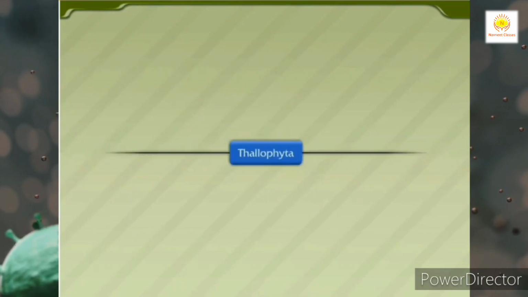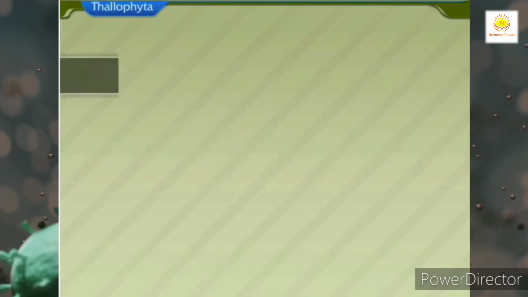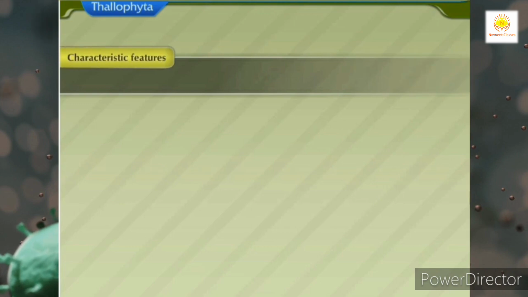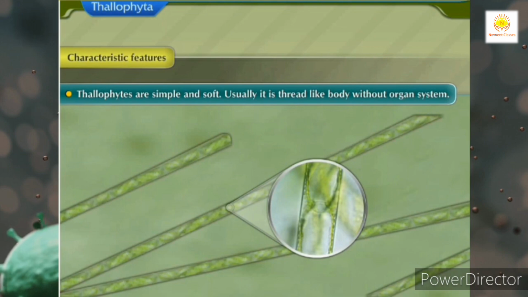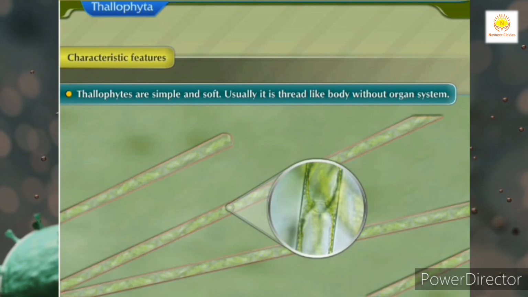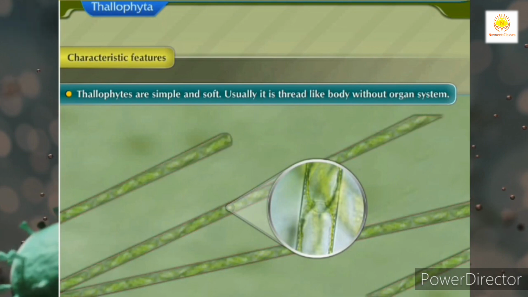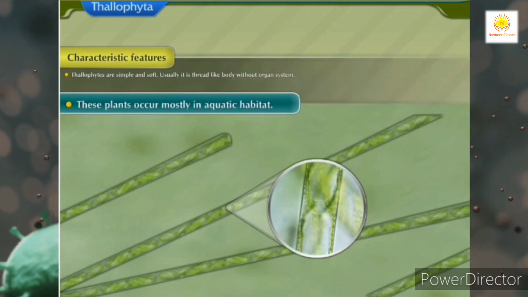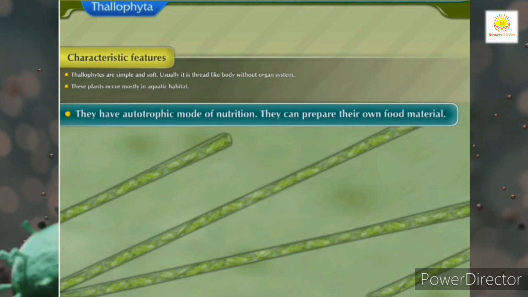Thallophyta. The characteristic features of division Thallophyta. They are simple and soft. Usually, it is thread-like plant body without organ system. These plants occur mostly in aquatic habitat. They have autotrophic mode of nutrition.